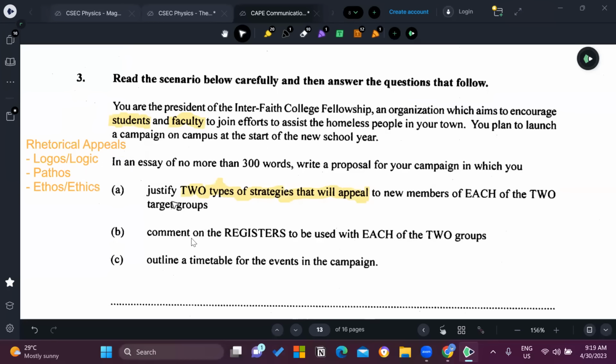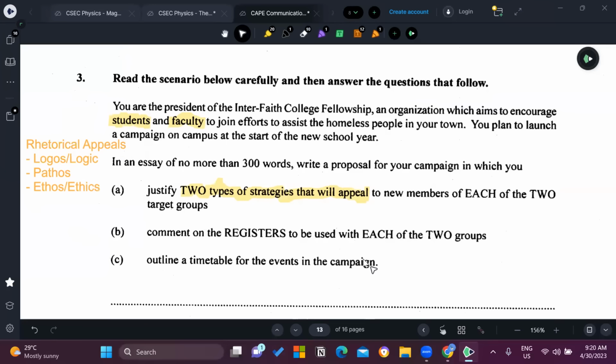Yeah. And registers, I think you know what those are. You have casual, frozen, consultative, stuff like that. And outline a timetable of the events in the campaign.